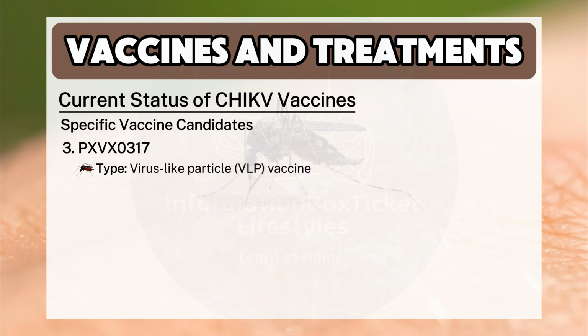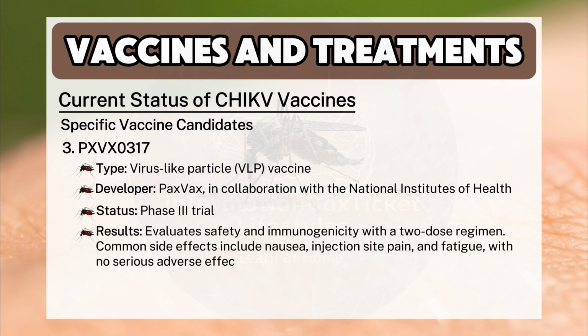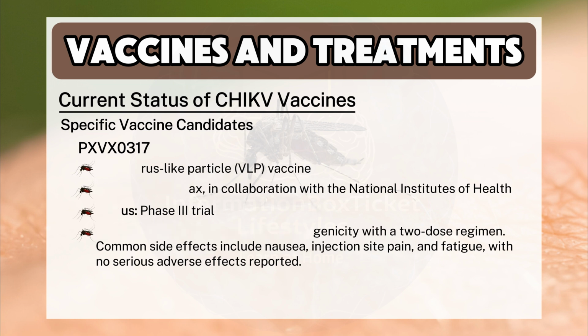PXVX0317. Type: virus-like particle, VLP, vaccine. Developer: PaxVax, in collaboration with the National Institutes of Health. Status: Phase 3 trial results. Evaluates safety and immunogenicity with a 2-dose regimen. Common side effects include nausea, injection site pain, and fatigue, with no serious adverse effects reported.